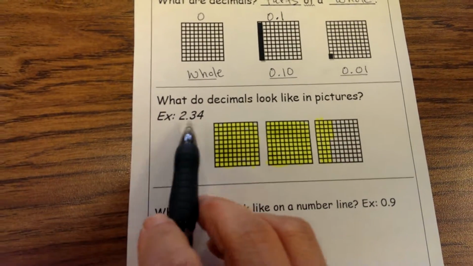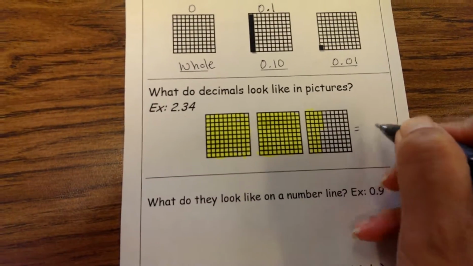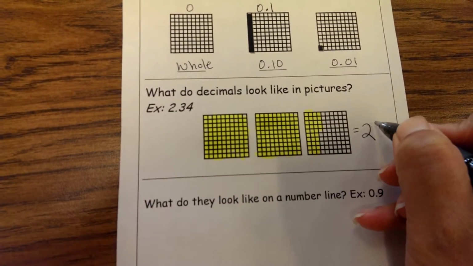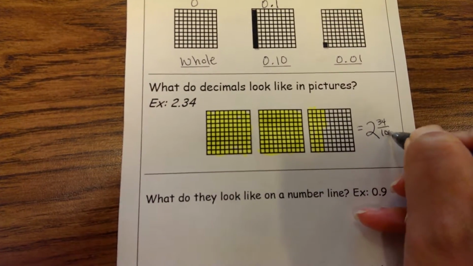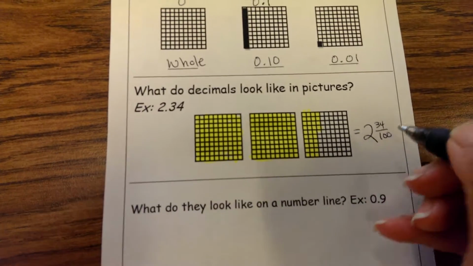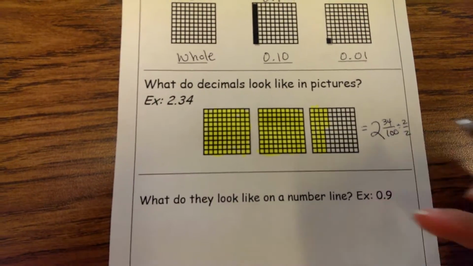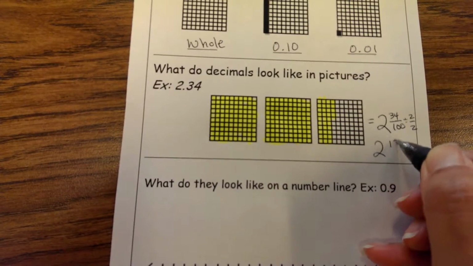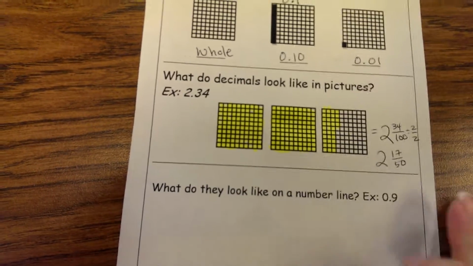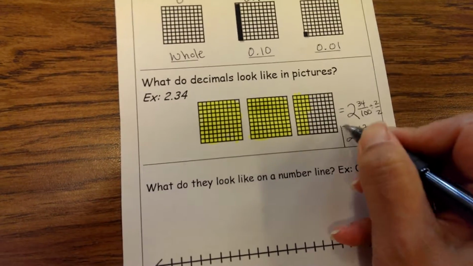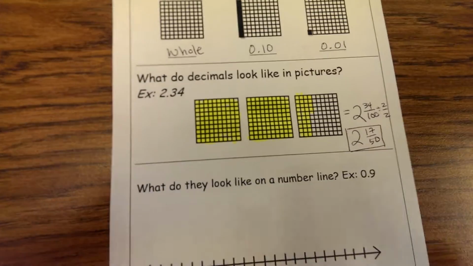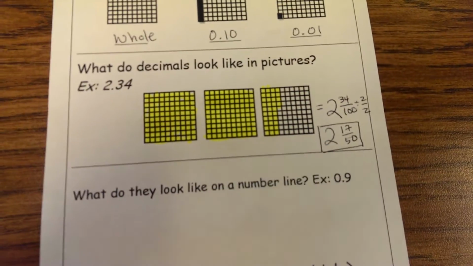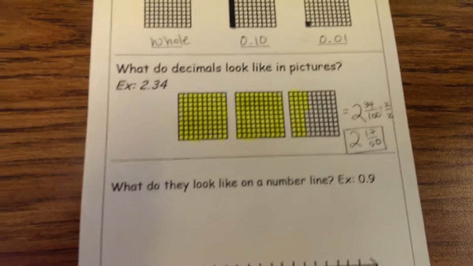Now if I were to change this into a fraction, that would equal 2 wholes and 34 hundredths, right? And if I were to simplify this fraction, divide it by 2 over 2, it would be 2 and 17 fiftieths. That would be my final fraction. So you can actually change decimals into fractions as well, and we'll talk about that later.